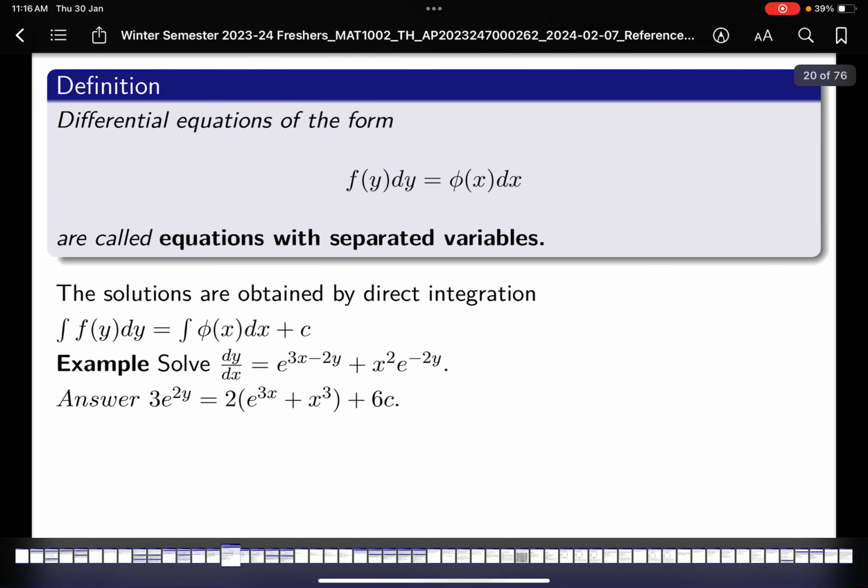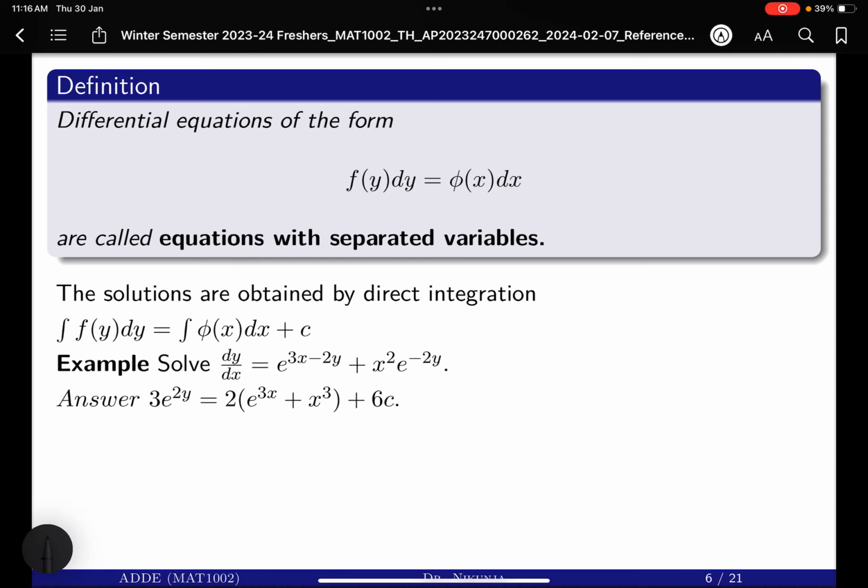The first method is the separable variable technique. This method says that suppose you have this type of setup, f(y) dy equals phi(x) dx. That means all the terms consisting of y are on the left hand side, and the terms which consist of x are on the right hand side. In that case you can directly apply the separable variable technique.